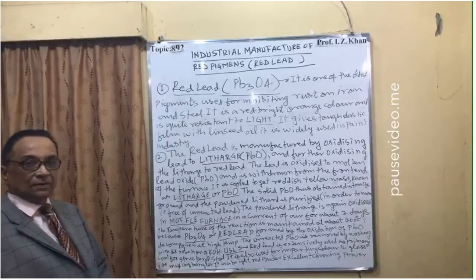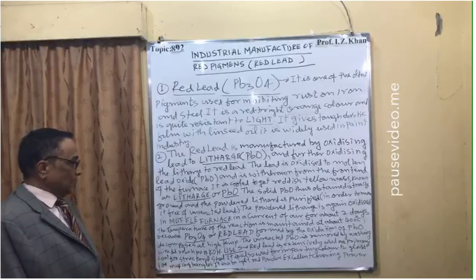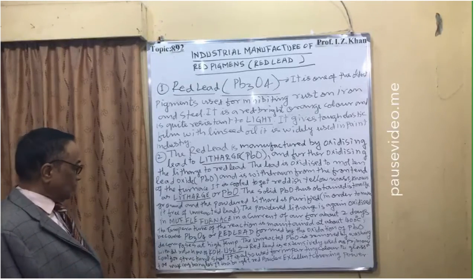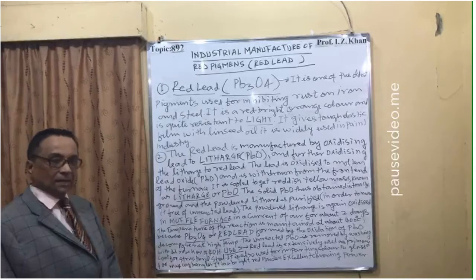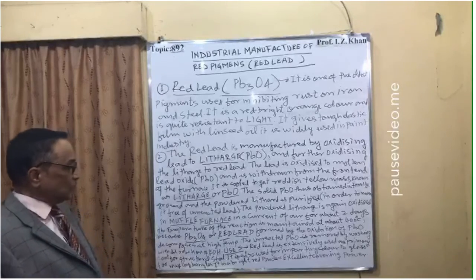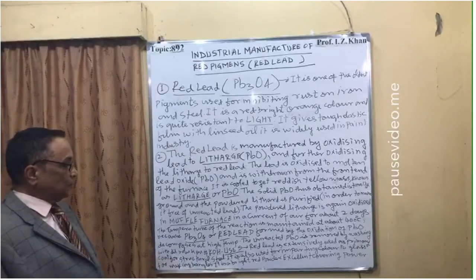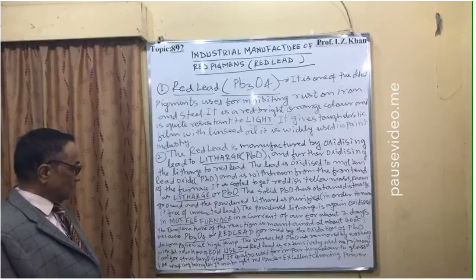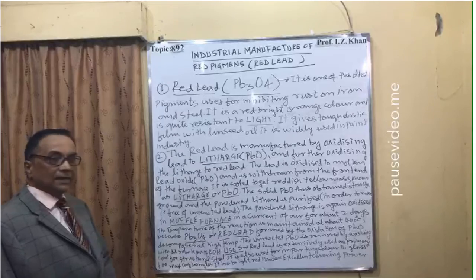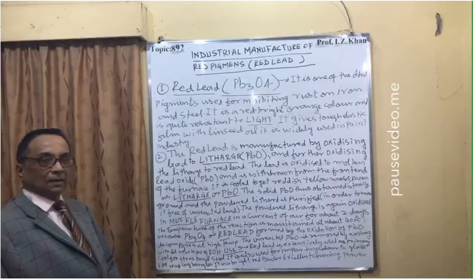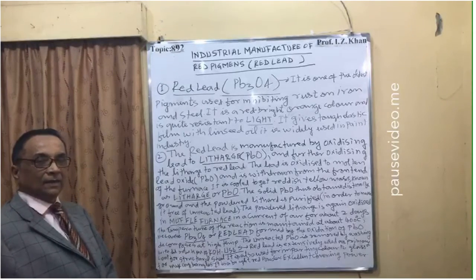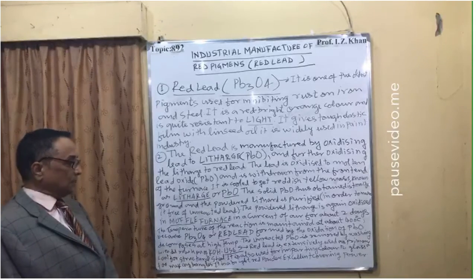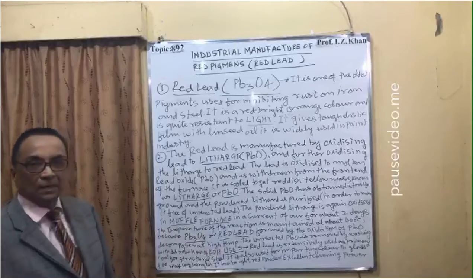The uses of red lead. Red lead is extensively used as a primary coat for structural steel. It is also used for imparting color to glass for making bangles. In India, it is very common to make bangles using red lead. It is a bright red powder with excellent covering power.